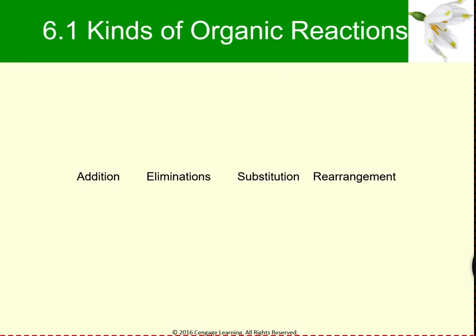There are so many organic reactions. We cannot learn all of those reactions, so we just classify all organic reactions into a few groups, like addition, elimination, substitution, and rearrangement. This kind of classification is based on the type of change of the molecules.